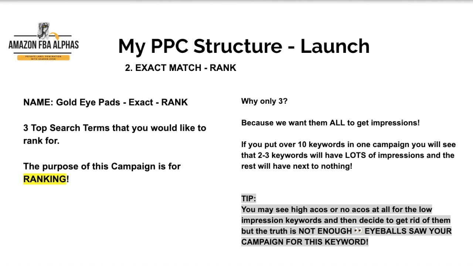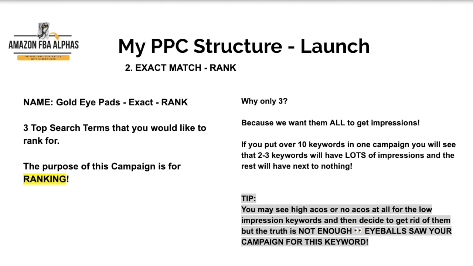If you put 20, 30, 40, 50, 100 keywords in one campaign, you'll see that only 3 or 4 of those keywords will actually get the most impressions. Usually they're the ones that cost you the most money, and the rest of the keywords won't even get a chance to convert. So you should put the least amount of keywords in a campaign, especially for a rank campaign. If you put over 10 keywords in one campaign, 2 to 3 keywords will have lots of impressions and the rest will have next to nothing.